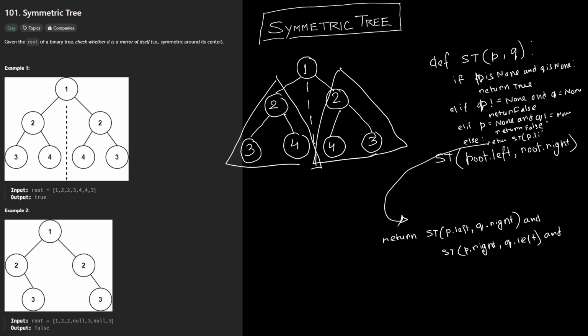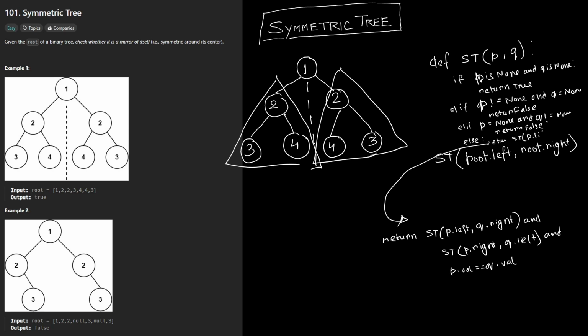And we are also going to check the values, because even though the trees are matching, what if the value does not match? So it would be p dot val equal to q dot val. So this would be the entire approach. Here we are subdividing our entire tree into two separate trees, and we're going to check whether they are mirror images of each other or not.